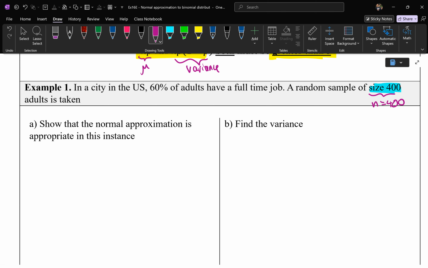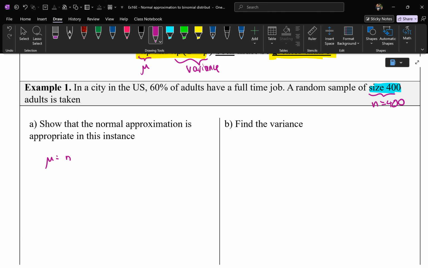Sample size of 400 adults is taken. Now, the first part of the question is, when you're seeing these type of questions, you got to ask that first type of question. You say, well, is it a normal approximation? Can I actually use an approximation for this? And if I can, what do I need to prove?